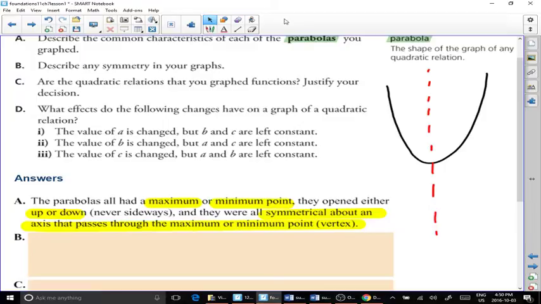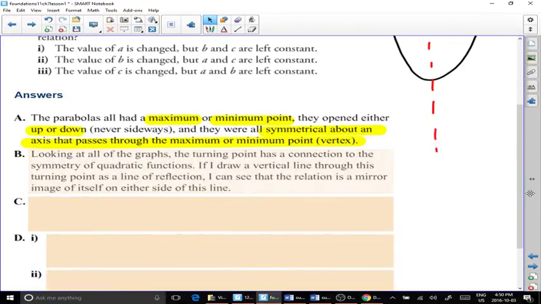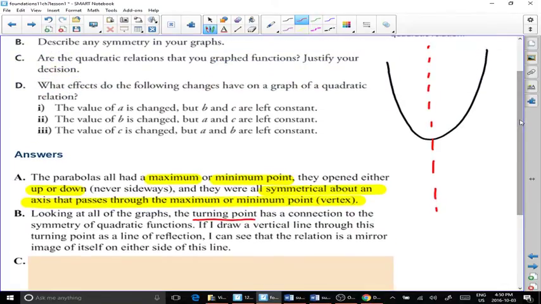Part B. Describe the symmetry in the graphs. The turning point, which is a fancy word for saying the vertex, is where the line of symmetry is. So where that max or min point is, that's where the line of symmetry is every time when we draw or look at a quadratic. So if you're going to draw a quadratic or a parabola, whatever you want to call it, there's always an axis of symmetry, and it always goes through the vertex.